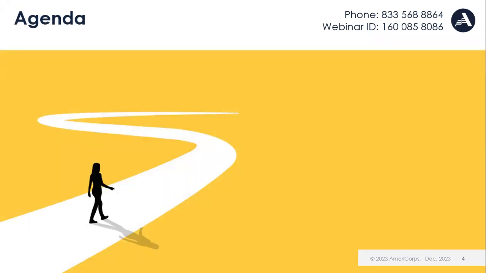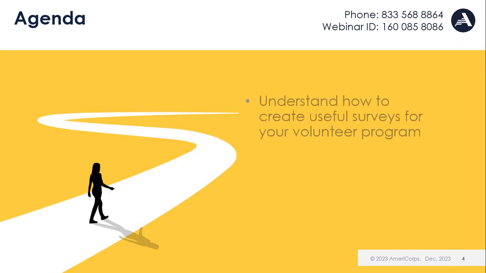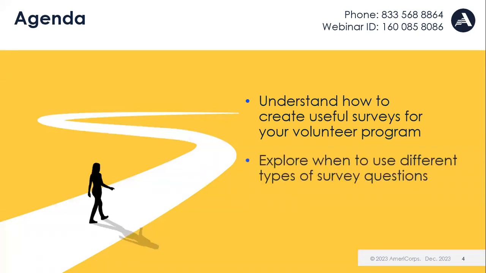So we're going to cover quite a bit of information today that will help you design surveys to support volunteers at your VISTA project. First, we'll walk through how to create surveys that give you data that you can really use. We'll then explore how and when to use different types of survey questions. And then we'll also discuss some best practices to use for survey design and administration. And then we'll finish our time together today with a Q&A session, and we'll also share some tools that you can use in your VISTA service.